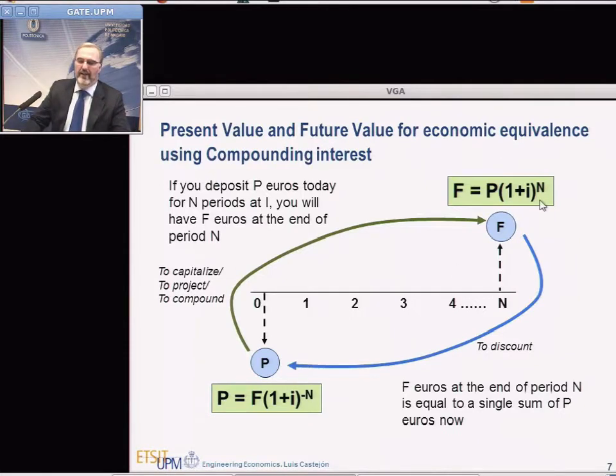How do we calculate the inverse? The inverse process is, if I am offered a future amount of money, how much is this future amount worth today? So this is the inverse process. We call this to discount the future value to the present value. And this formula is the inverse of the compound formula.